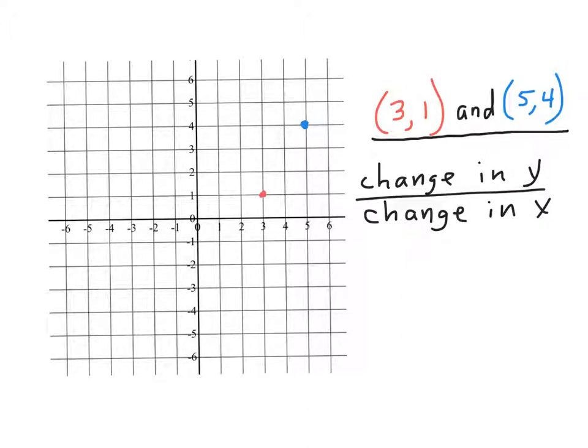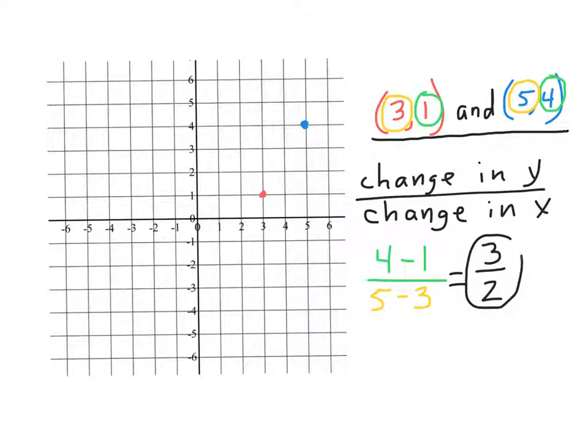So as I go through and do that, my y points are right here, a 4 and a 1. Change means subtract. So I'm going to subtract those. 4 subtract 1 is my change in y. My x points are the 5 and the 3. So I'm going to subtract 5 minus 3. And then if I wanted to determine the slope, I would just subtract these. 4 subtract 1 is equal to 3. 5 minus 3 is equal to 2. So this has a slope of 3/2.